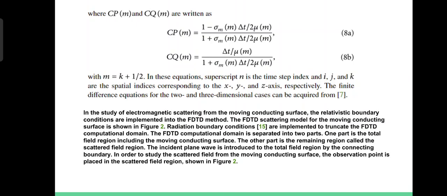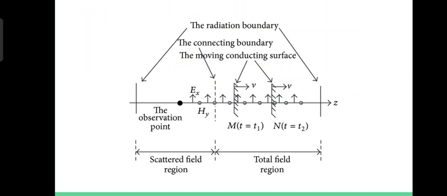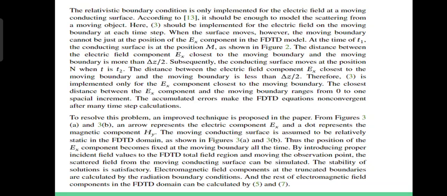In order to study the scattering field from the moving conducting surface, the observation point is placed in the scattered field region, shown in figure 2. In this figure, the radiation boundary and the connecting boundary are represented by arrows, and the scattered field region and total field region are indicated. The relativistic boundary condition is only implemented for the electric field at the moving conducting surface.